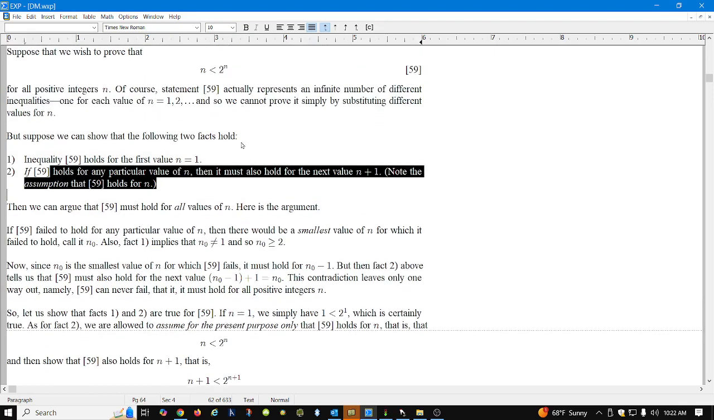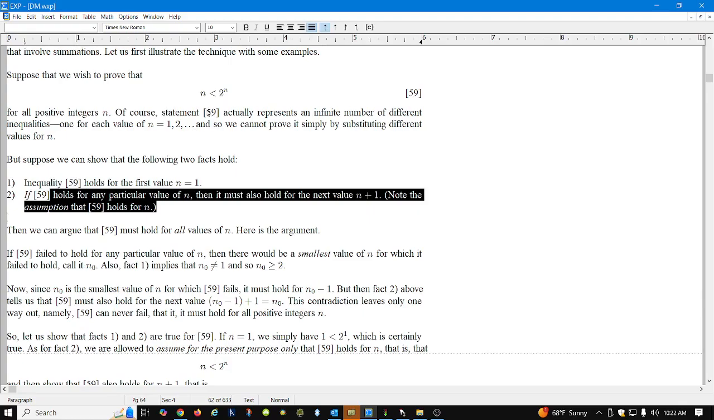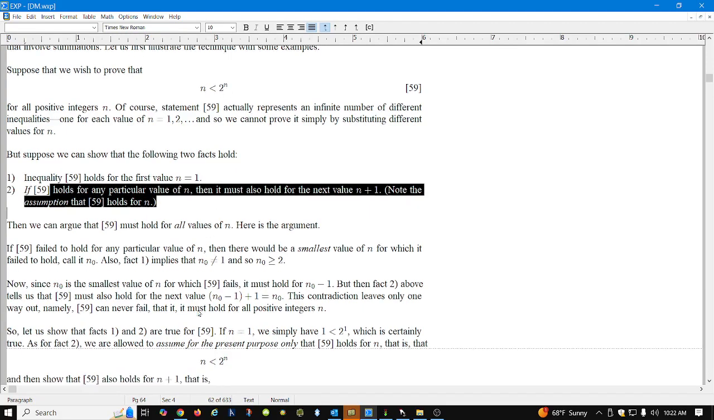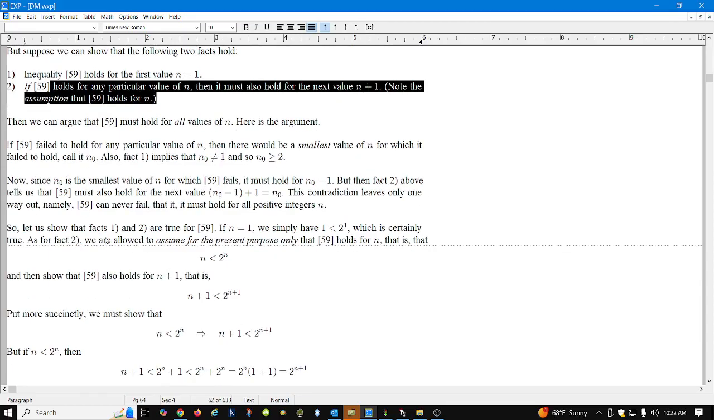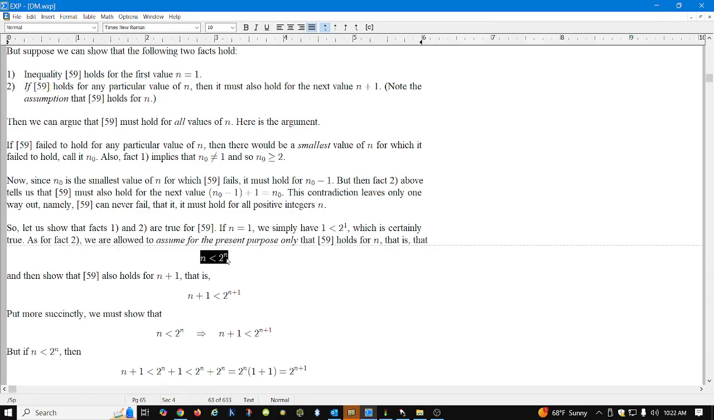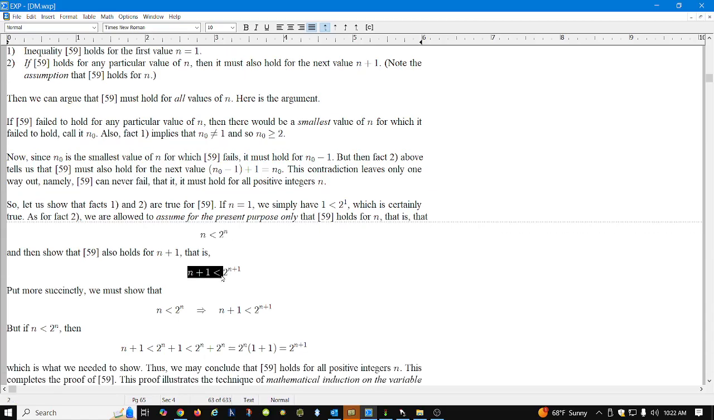In this case, it's pretty routine. For n equals 1, of course, this is just 1 less than 2, which is true. If we assume that this is true for a particular value of n, we need to show then that this is true. When I say a particular value, I mean a fixed value, but we don't know what that value is. It could be any value, but it's fixed.